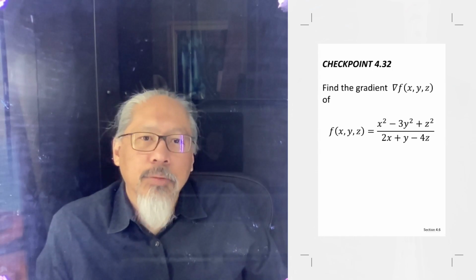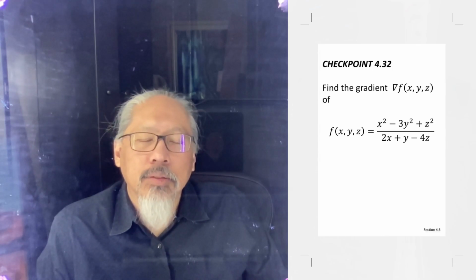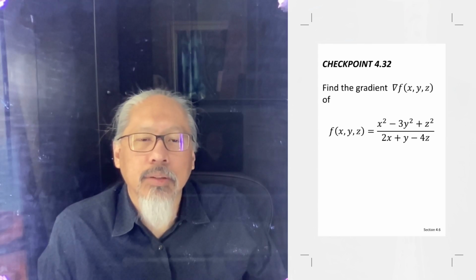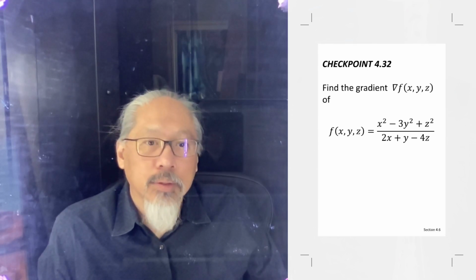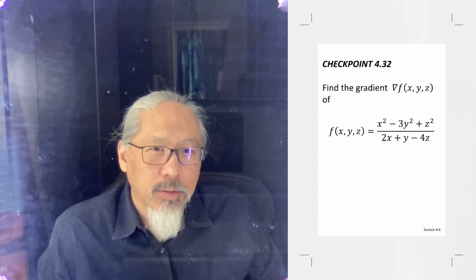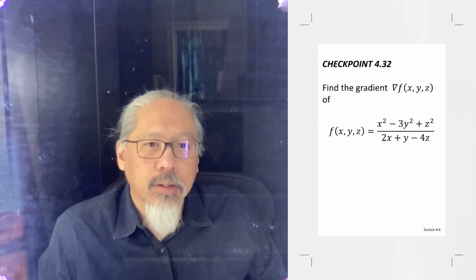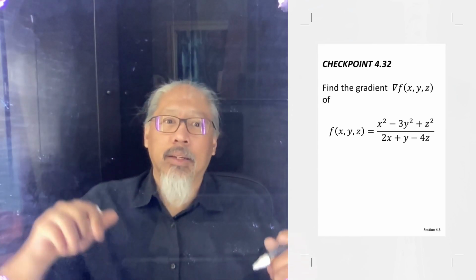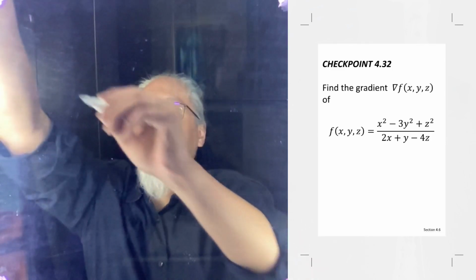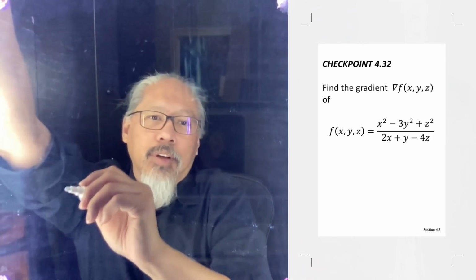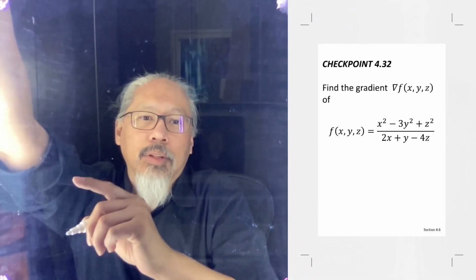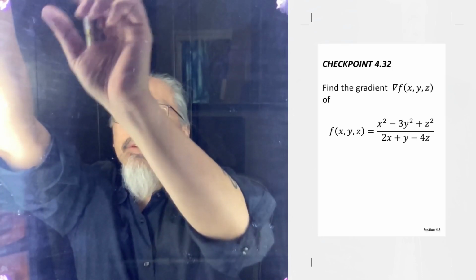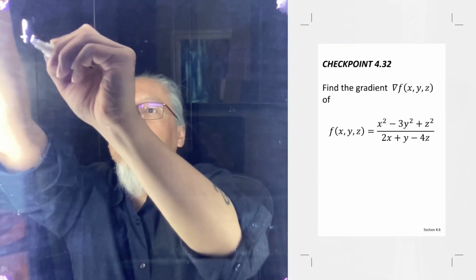Hello, this is checkpoint 4.32. They want us to find the gradient of this three-dimensional function f of x, y, z is equal to x squared minus 3y squared plus z squared divided by 2x plus y minus 4z. So the gradient is simply a vector made up of components where each component is going to be a derivative. So we're going to need to find some derivatives.